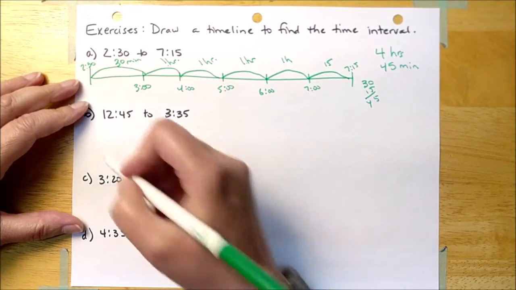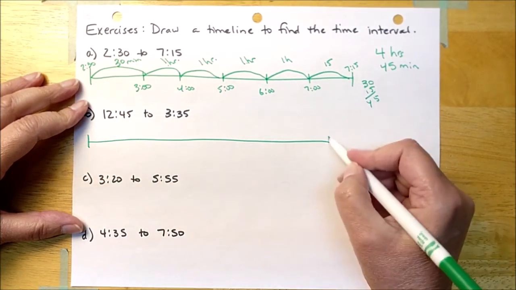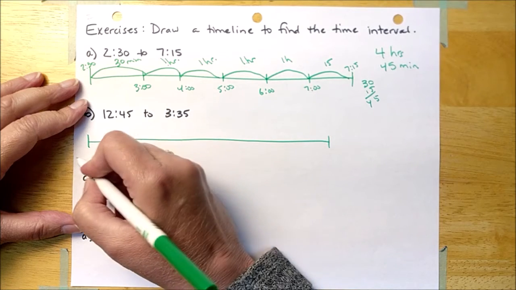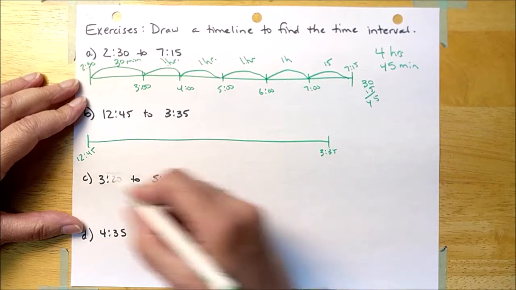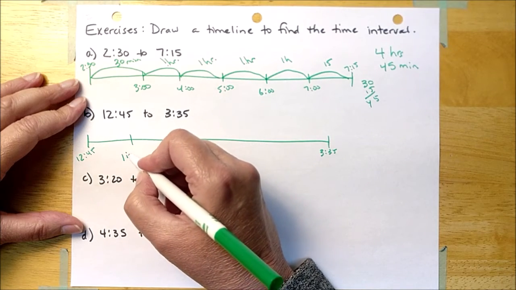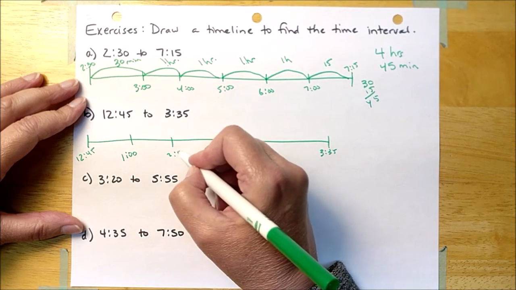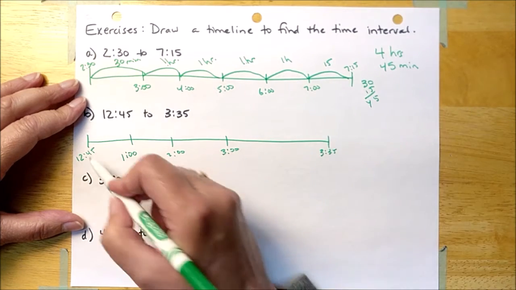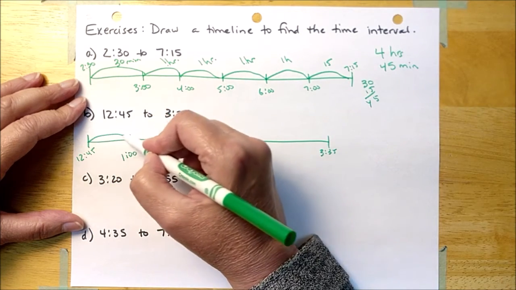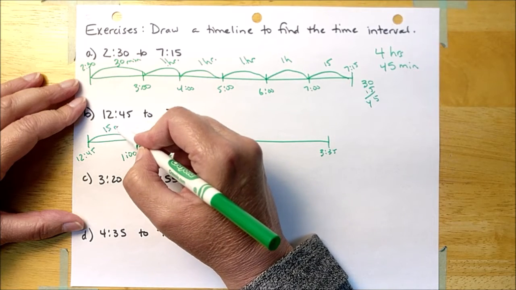Way to go. So this one, doesn't matter, you just need to have a lot of space, I guess. 12:45 to 3:35. So the next hour would be 1, 2, and 3. So from 12:45 to 1 would be 15 minutes.